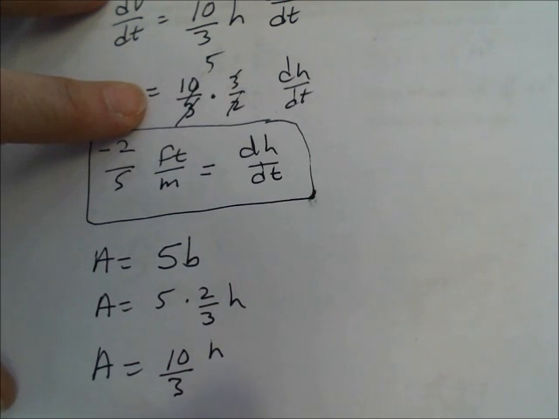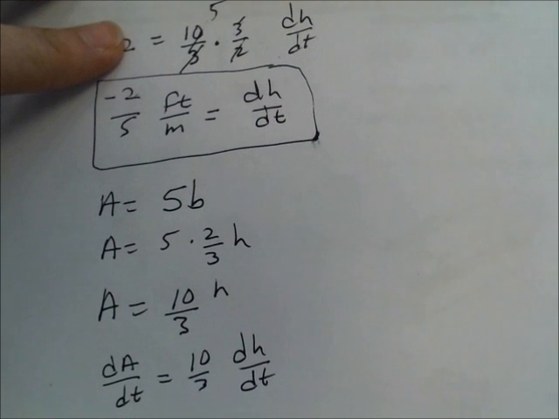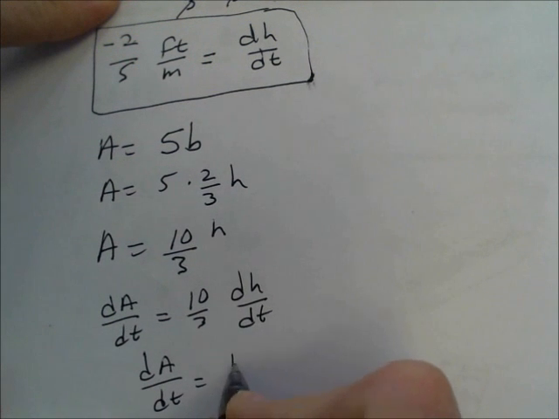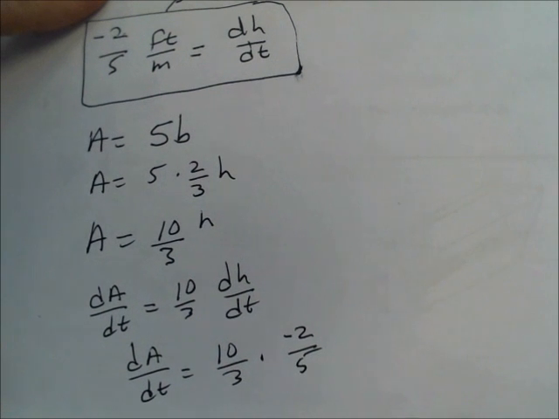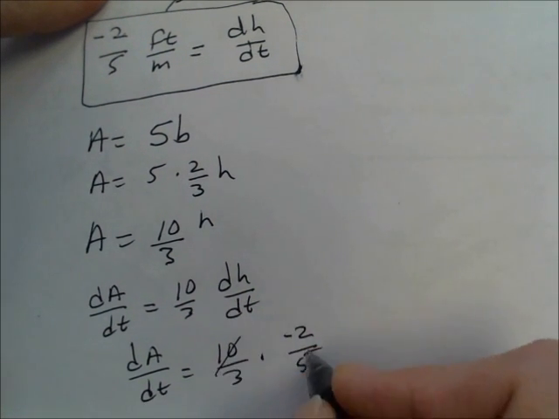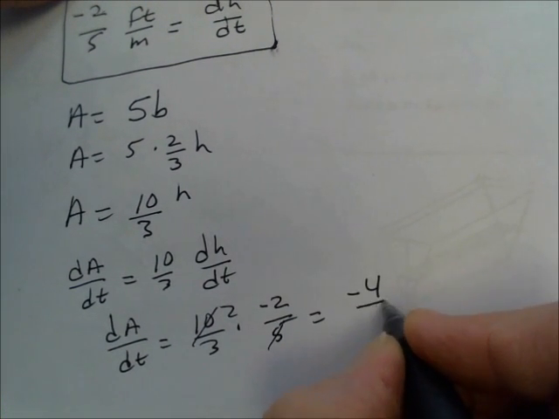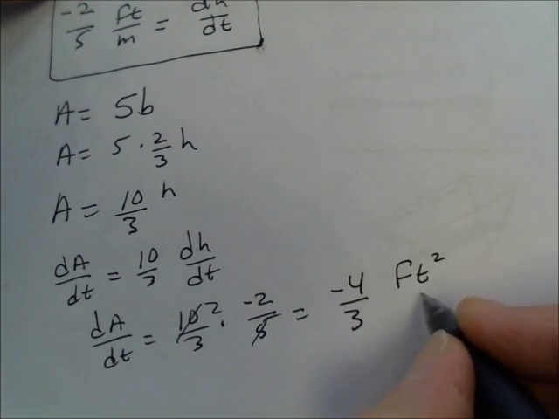All right, so let's find the derivative of this. dA/dt is equal to 10 thirds dH/dt. Well, dH/dt turned out to be -2/5 in the previous problem. So we're just going to find dA/dt is equal to 10 thirds times -2 over 5 from the previous part of the question. So 10 over 5 is 2. And then we've got the change in area is equal to -4 over 3. And area is in square feet per minute.